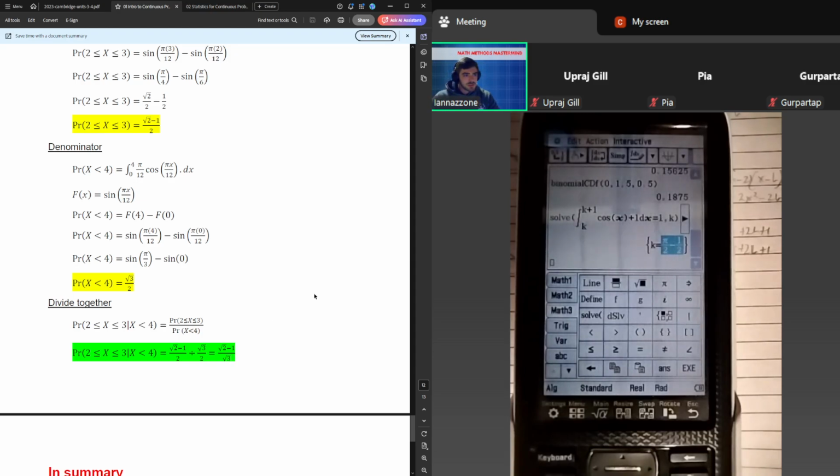Those are basically the fundamentals of how you calculate continuous probabilities. Anything to clarify in any of that before I move on to the statistics?